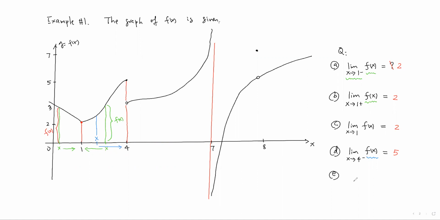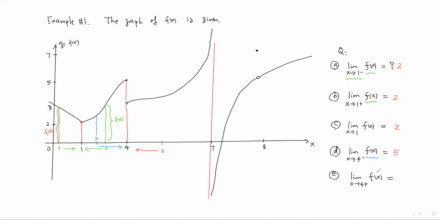E. How about the right-hand side limit at 4? x approaches 4 from the right side. From the right side, the notation is 4 plus. What number will the function approach? Now let me pick a point for x on the right side of 4. Say pick this point, this is x. Now x is getting closer and closer to 4 from the right side.